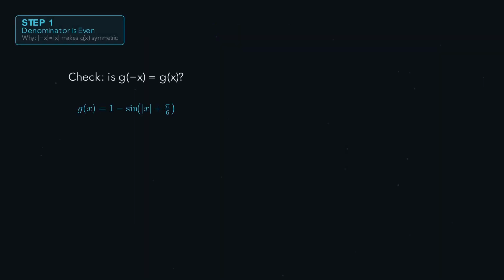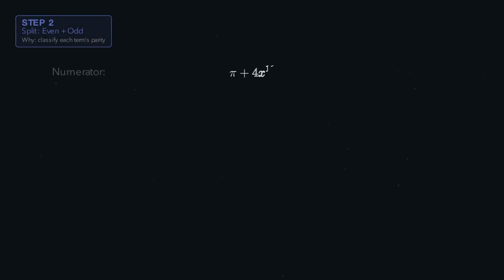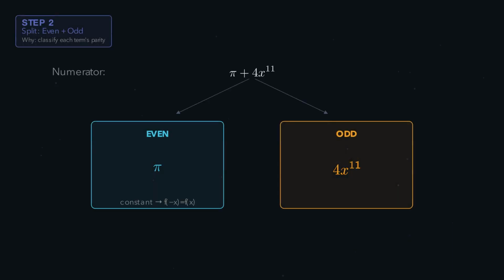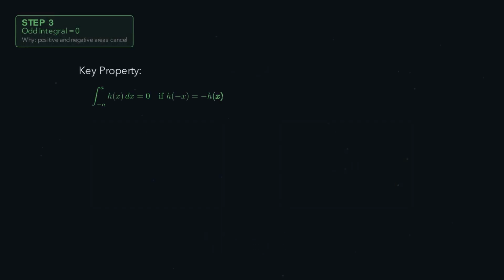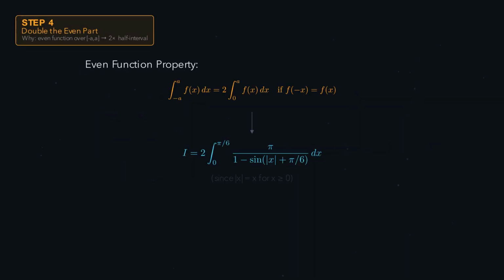The denominator contains the absolute value of x, which means replacing x with negative x leaves it unchanged. It's even. Now the numerator splits into pi, which is constant and therefore even, plus 4 times x to the 11th, which is odd. Odd divided by even gives odd, and the integral of any odd function over a symmetric interval is exactly 0, so the x to the 11th term disappears entirely.